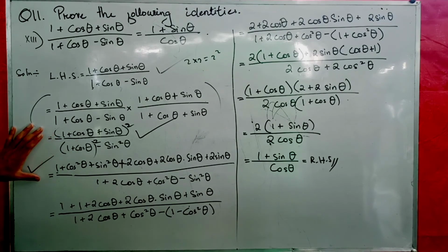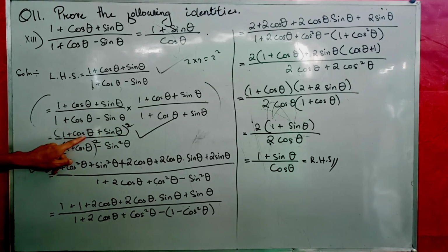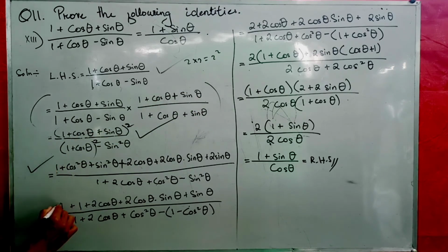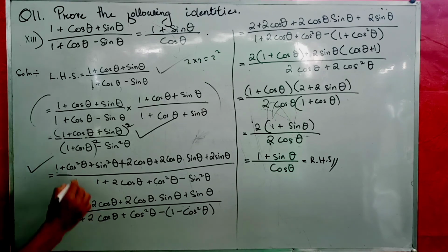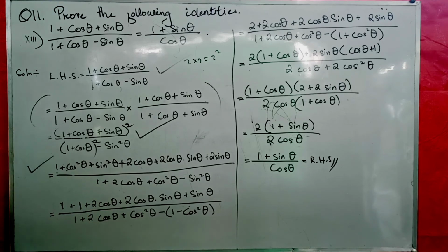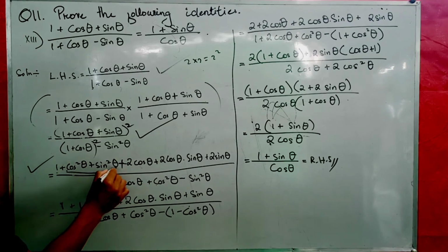Now (a plus b plus c) square: a square is 1 square, b square is cos square theta, c square is sin square theta. Sin square theta plus cos square theta is 1.